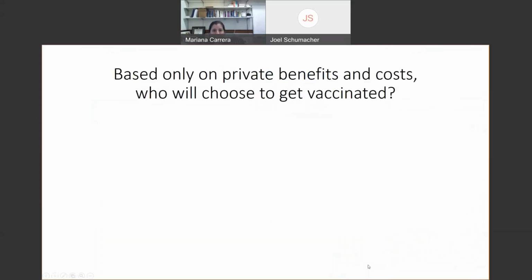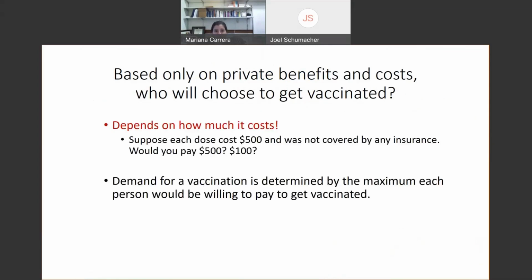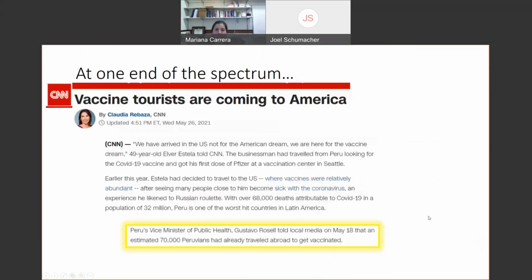Okay, so based on just the private benefits and costs, who will choose to get vaccinated? I'm going to argue that it's too few relative to the social optimum, but first, let's consider that there are certainly many people who want to pay to get vaccinated. It's going to depend how much it costs, but we could draw a demand curve showing how much different people value vaccination. And at one end of the spectrum, you've got vaccine tourists coming to America from other countries because they are so eager to get a vaccine that they're willing to buy a plane ticket and travel to do that.